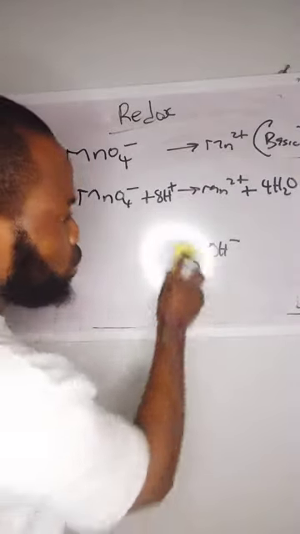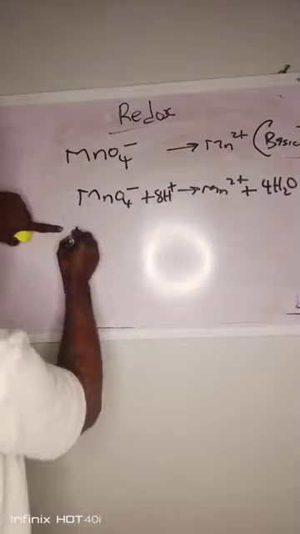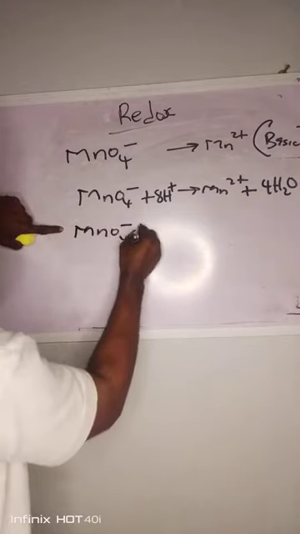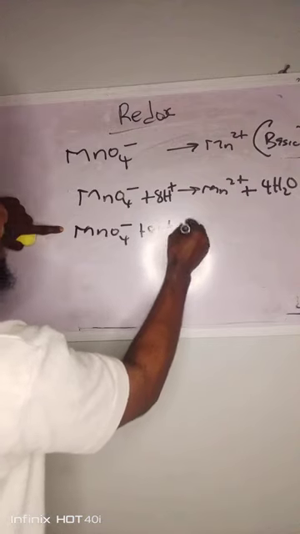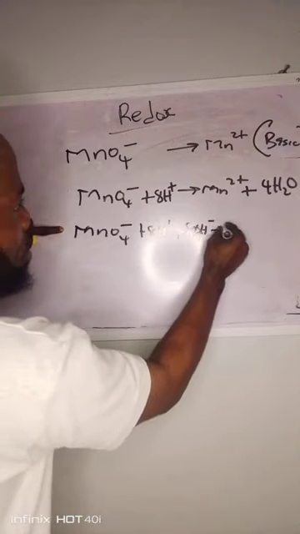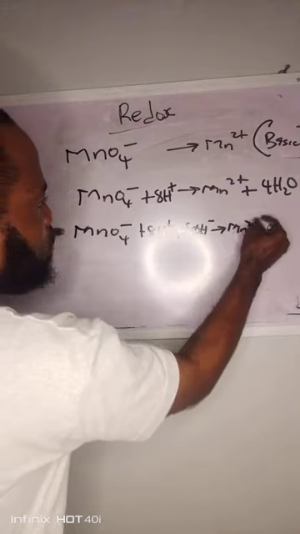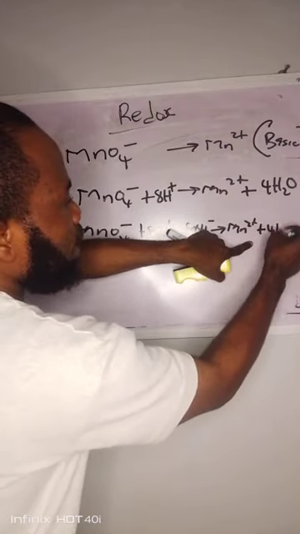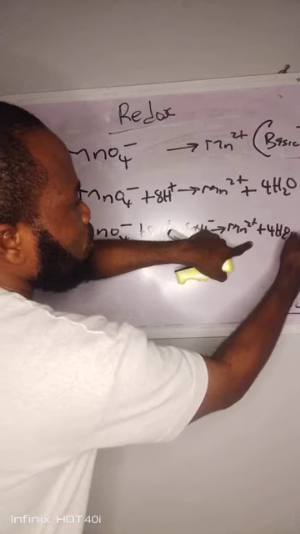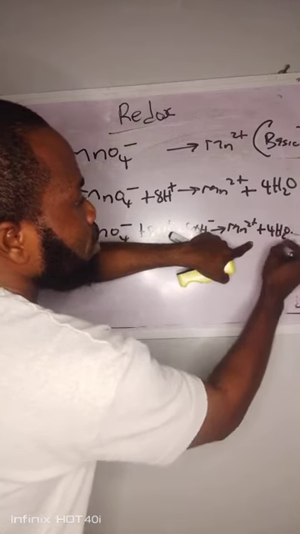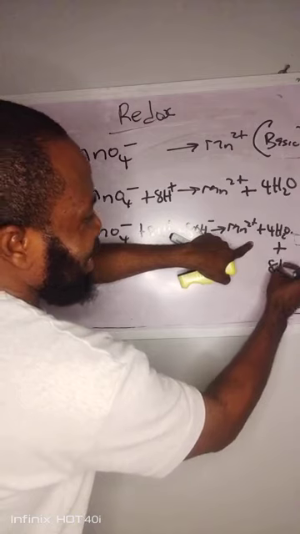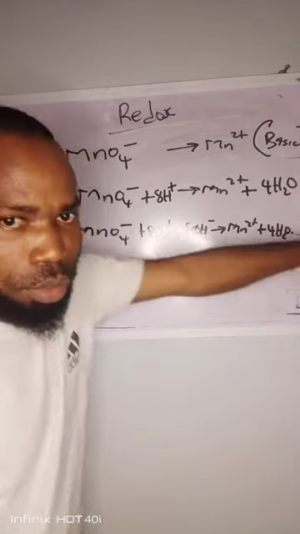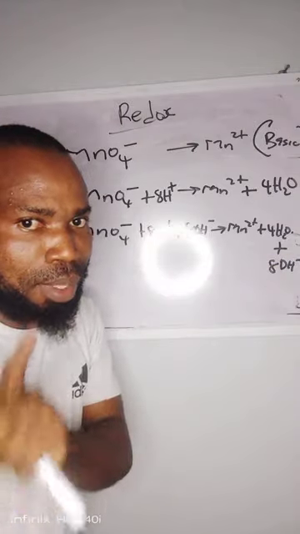So at the end, we now have something like this. We now have MnO4 minus plus 8H plus, plus 8OH minus, to give me Mn2 plus, plus 4H2O, plus 8OH minus.